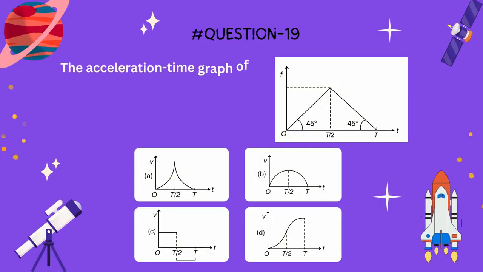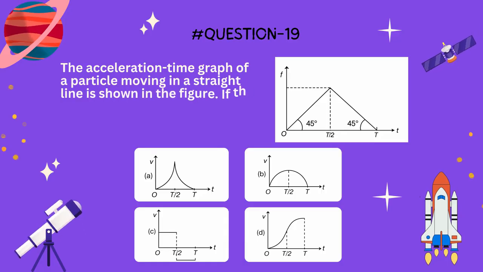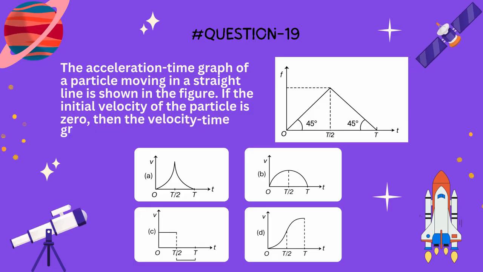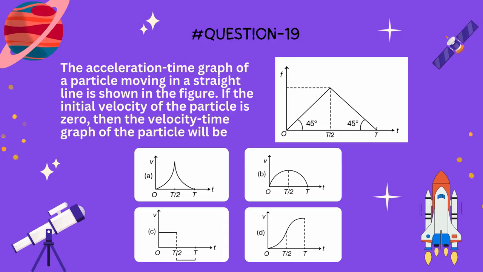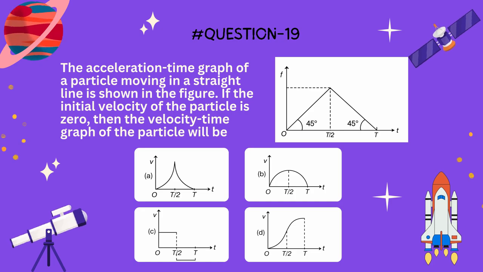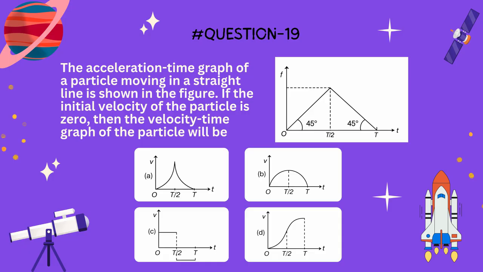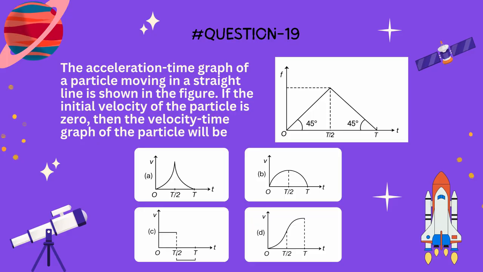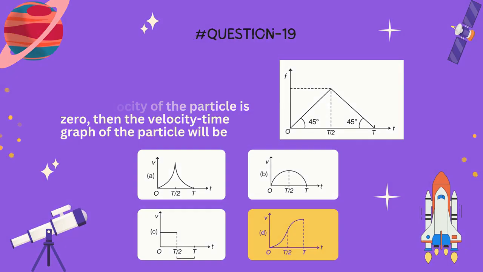19. The acceleration time graph of a particle moving in a straight line is shown in the figure. If the initial velocity of the particle is 0, then the velocity time graph of the particle will be A. Triangular velocity graph, B. Curved velocity graph with plateau, C. Step function, D. Linear with discontinuity. Correct answer: D. Linear with discontinuity.